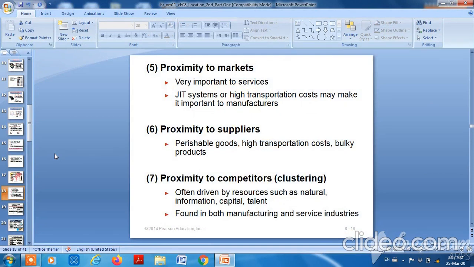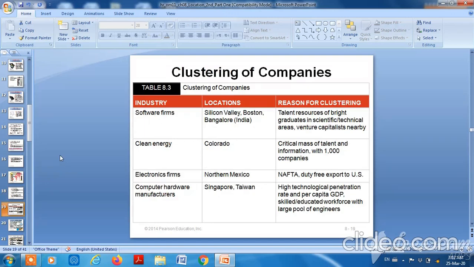7. Proximity to competitors, clustering, often driven by resources such as natural information, capital, talent, found in both manufacturing and service industries. And here is an example of the clustering of companies.